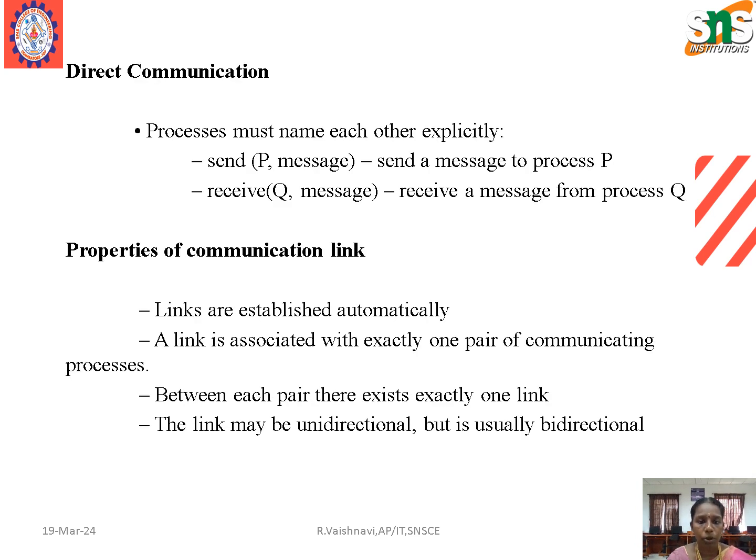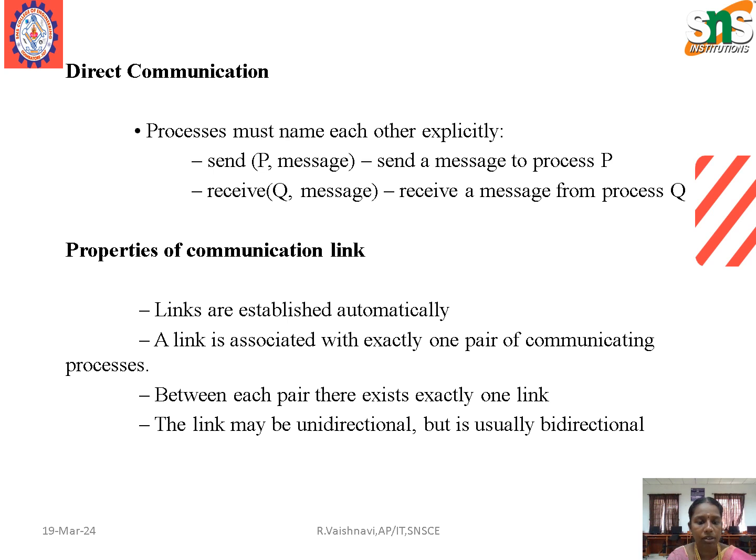Next one, direct communication. Processes must name each other explicitly. That is, send P comma message, which sends a message to process P. Next one, receive Q comma message, which receives a message from process Q.